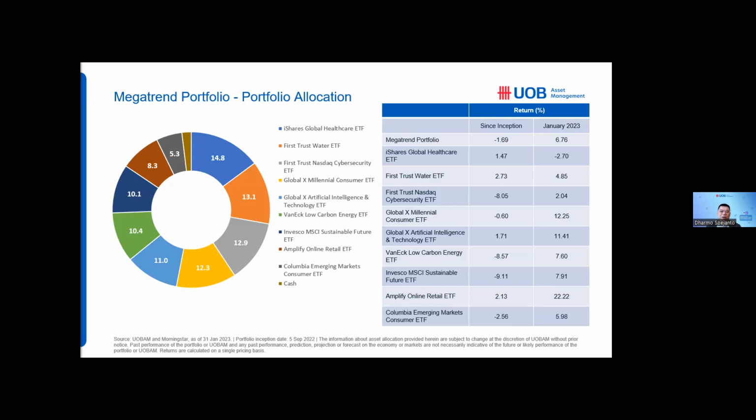So this is part of our portfolio approach in terms of letting you participate in the structural growth story, but at the same time managing the volatility, right? What you can see is obviously the Megatrend portfolio delivered almost 7% return in January.